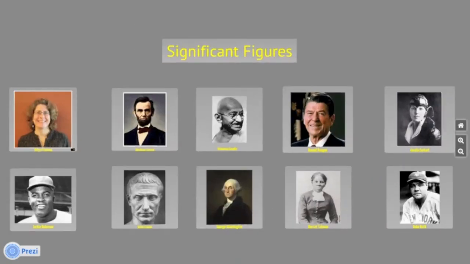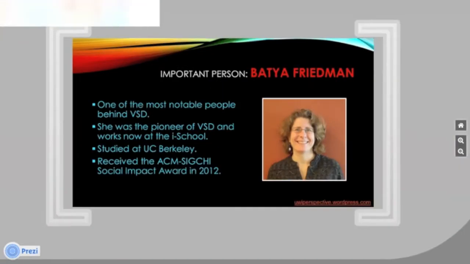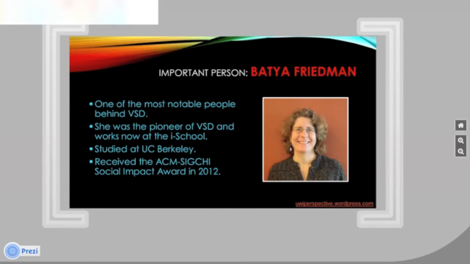The founder and probably most important person behind value-sensitive design is Batya Friedman. She was the pioneer of value-sensitive design in the late 1990s and early 2000s and works now at the University of Washington at the iSchool. She studied at UC Berkeley and received the ACM SIGCHI Social Impact Prize in 2012.